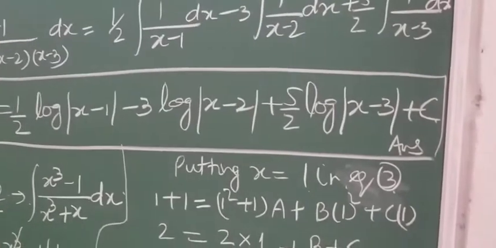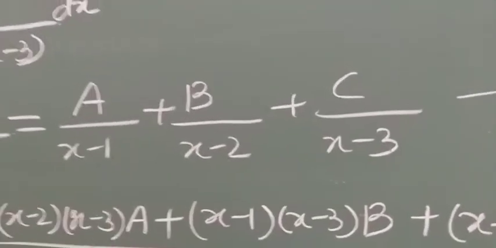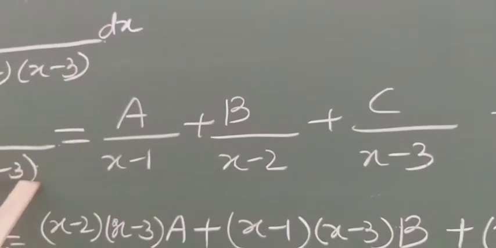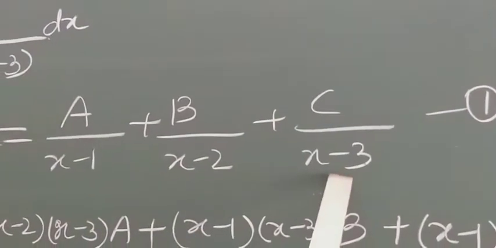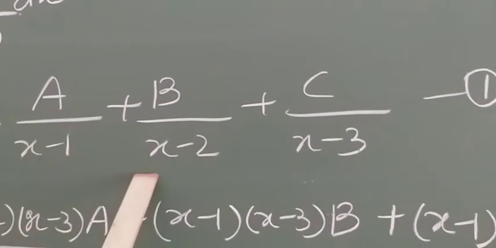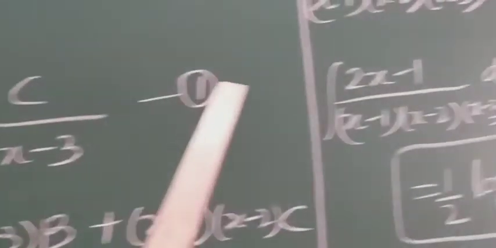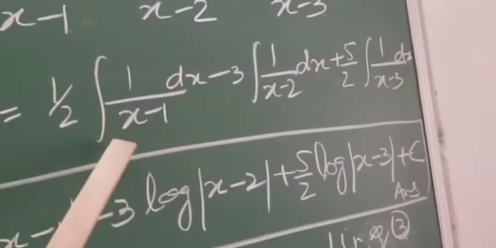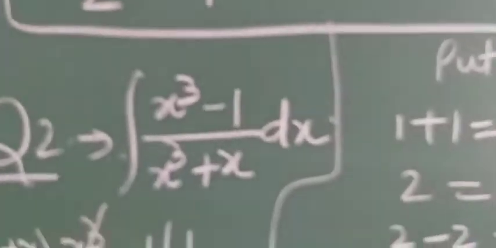So this is the answer, students. So with the help of partial fractions, first of all we have to divide the quotient into different parts of fractions, and after that we can get the values of A, B, C, and putting the values of A, B, C, we find the integration. Let us solve one more question, students.